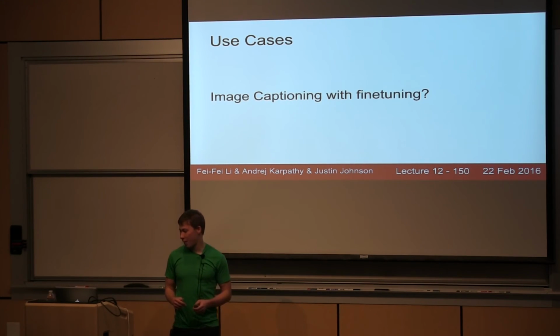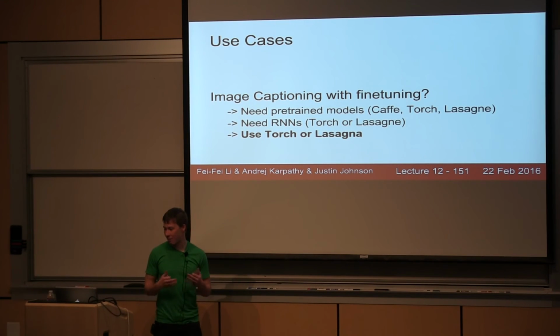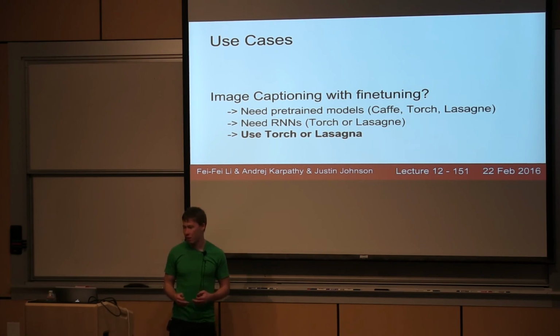Let's say we wanted to do image captioning with fine-tuning. OK, I heard a good distribution. So this is my thought process. I'm not saying this is the right answer. But the way I think about this is that for this problem, we need pre-trained models. For pre-trained models, we're looking at Caffe or Torch or Lasagna. We need RNNs. So Caffe is pretty much out. Even though people have implemented this stuff there, it's just kind of painful. So I'd probably use Torch or maybe Lasagna.